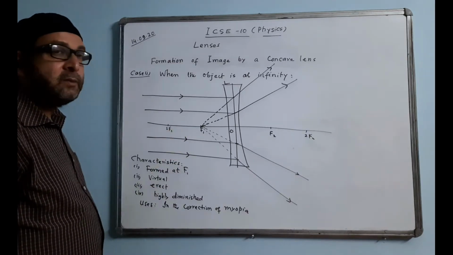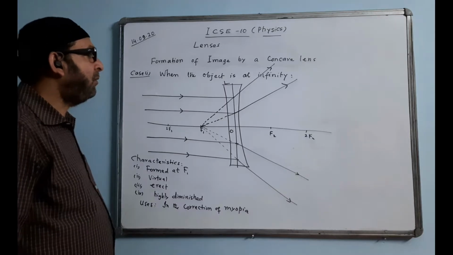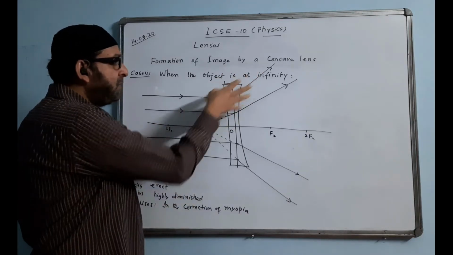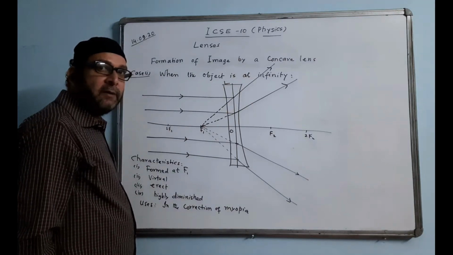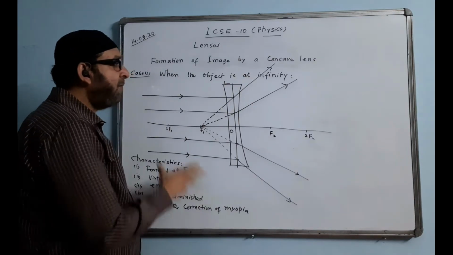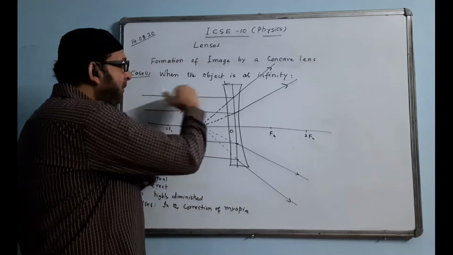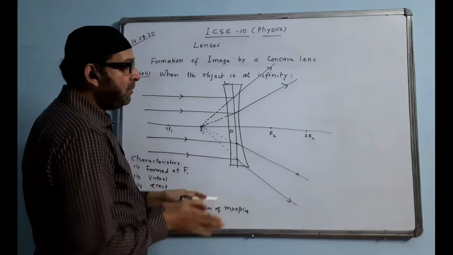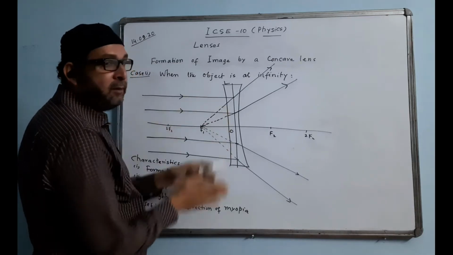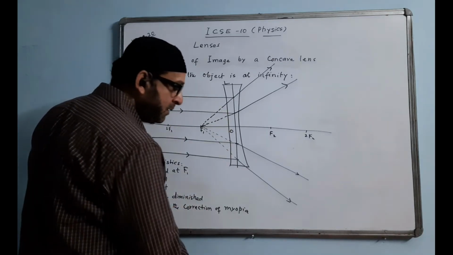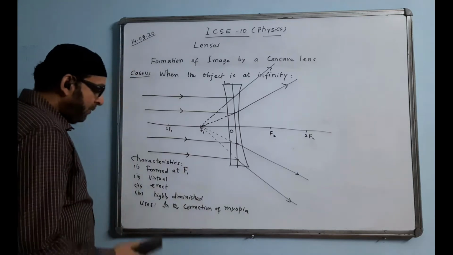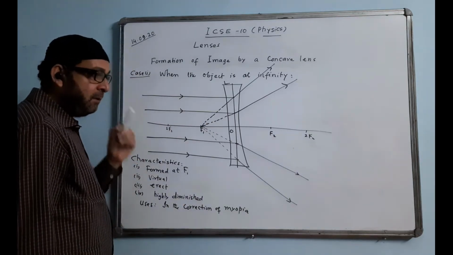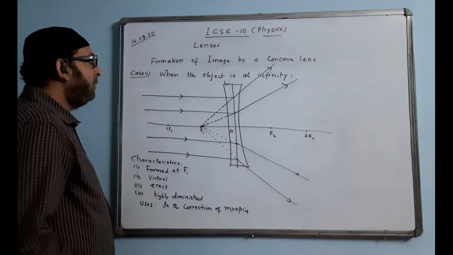This diagram suggests that the concave lens behaves as a diverging lens, spreading the rays. So that's why it is also called a diverging lens. Convex is called a converging lens because the rays coming to the lens will converge, and this is called a diverging lens because the rays are getting spread or diverged by this lens. And we use the concave lens for negative power, that is the correction of myopia.